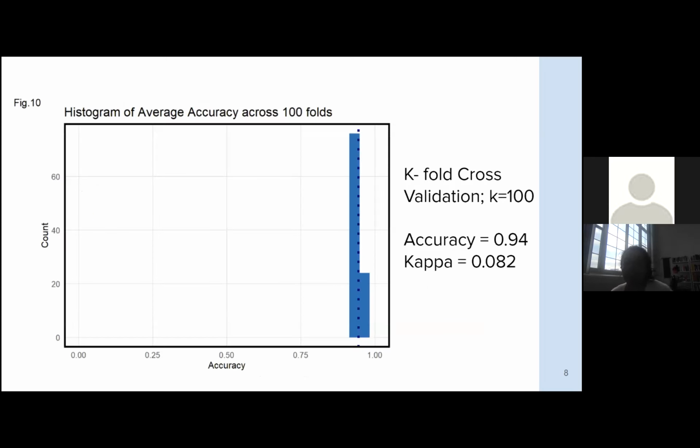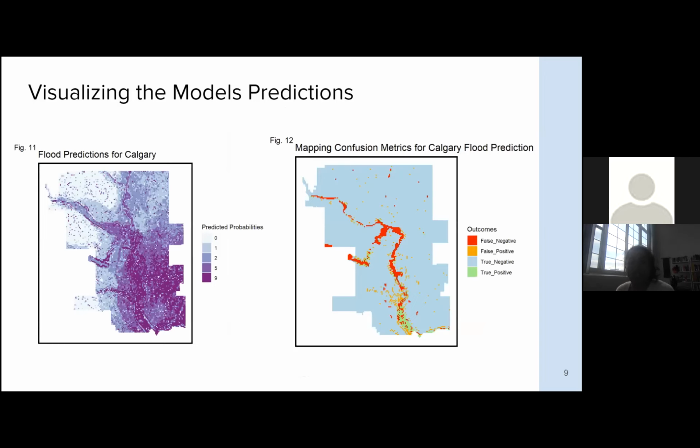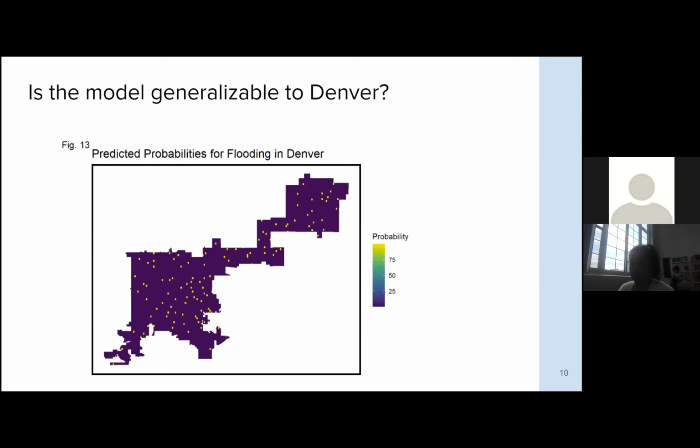The final goodness of fit metric for model validation is cross-validation over 100 folds. The chart shows the average accuracy across the 100 folds, which is concentrated around the mean, indicating good generalizability of the model to different cities. These maps show the final predictions for Calgary based on the model, along with the confusion metrics for those predictions. Next, we run the model on a similar city to understand its generalizability.